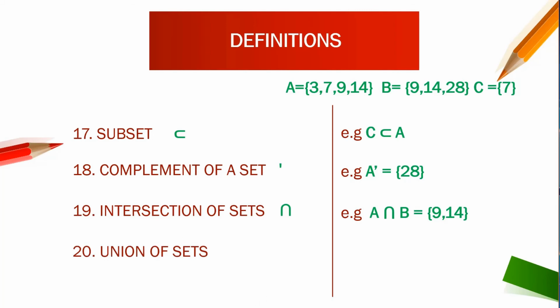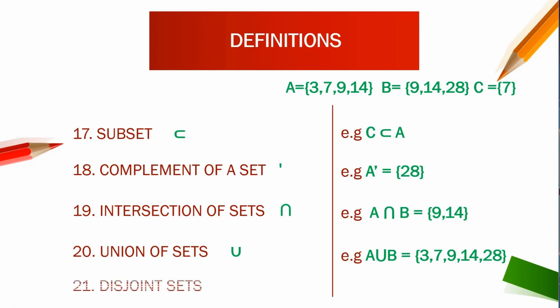Our next definition is union of sets. Union of sets is depicted by a U. And union of sets contains the combined elements of the sets without repetition of the elements common to them. So using the same example, A union B is going to be a combination of all the elements of set A and all the elements of set B without repeating the common elements. So therefore it's going to be 3, 7, 9, 14, and 28.